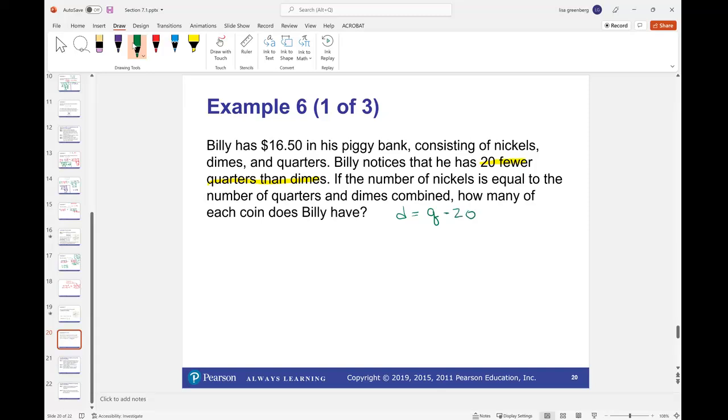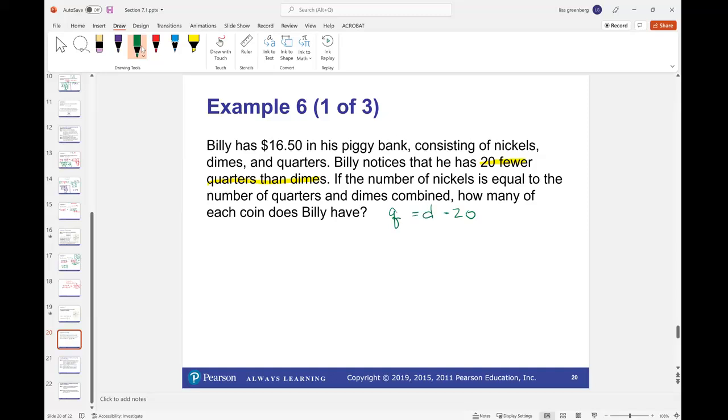Okay, right? So if I have 22 quarters, I have 2 dimes. Is that right? Let's see, 20 fewer quarters than dimes. I have this backwards. So this is a really good example of when you plug in numbers and you get things backwards, check things. So really what I have is that quarters equals dimes minus 20, right?